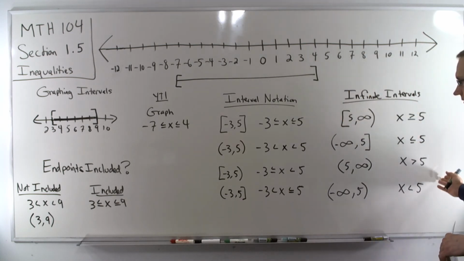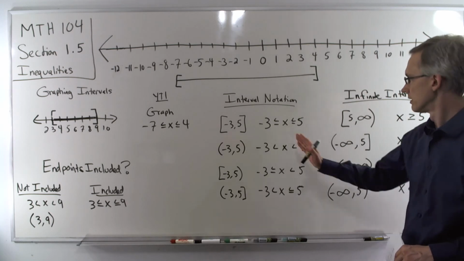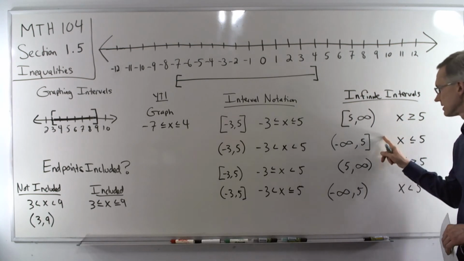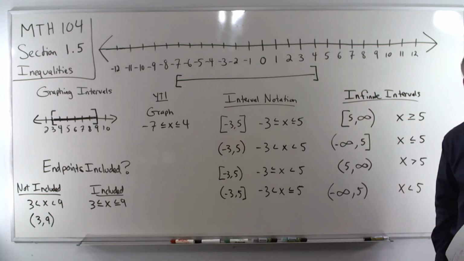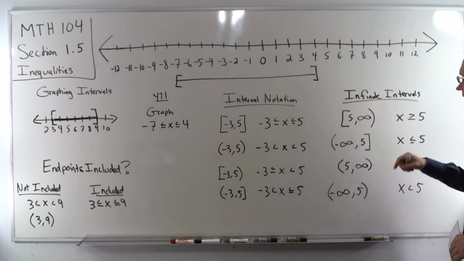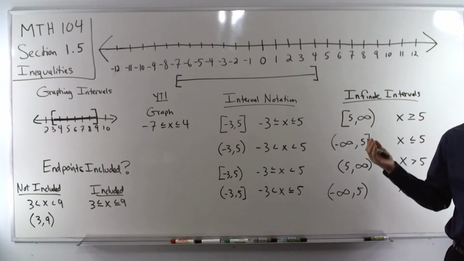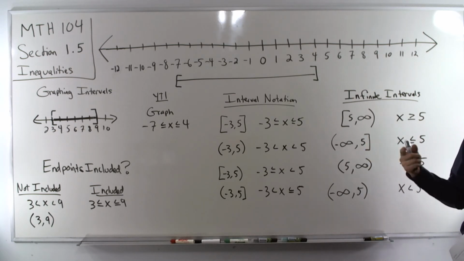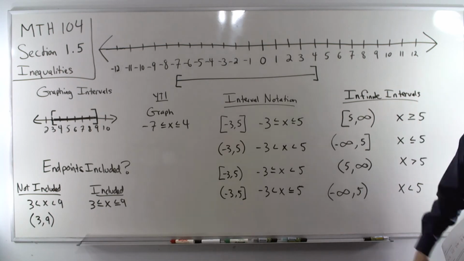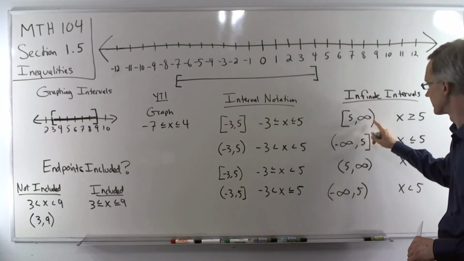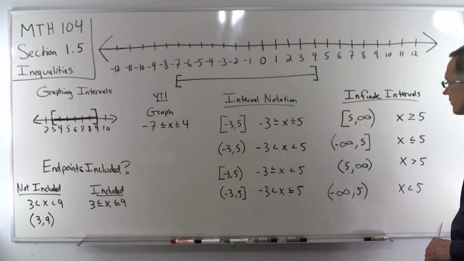We could also have infinite intervals. So these intervals have an endpoint on both sides. But these intervals only have an endpoint on one side, and in the other direction, they go on forever, all the way to infinity. So consider the inequality x is greater than or equal to 5. That could be any number greater than or equal to 5. It could be 5, 6, 7, 8, 10, a billion, trillion, just goes on forever, all the way to infinity. So that's why we're going to use the infinity symbol in the interval notation.